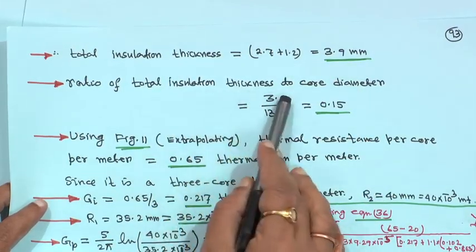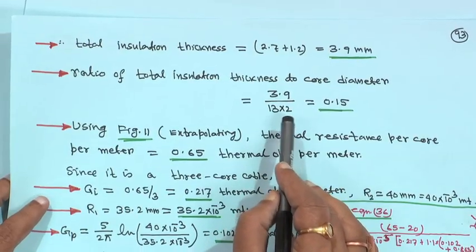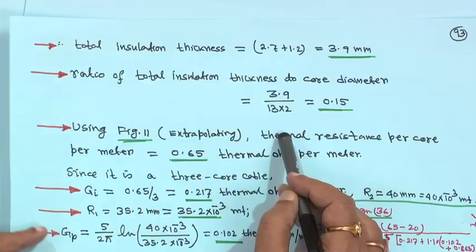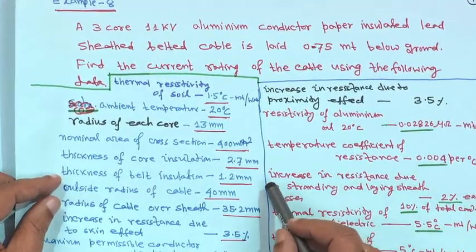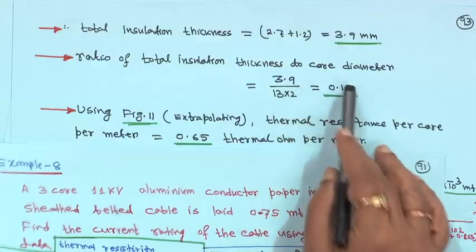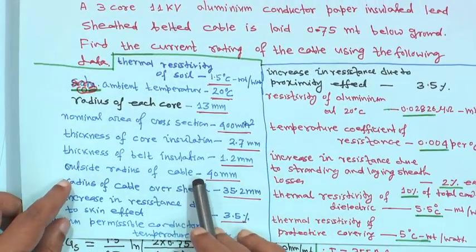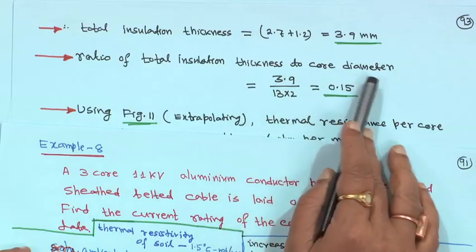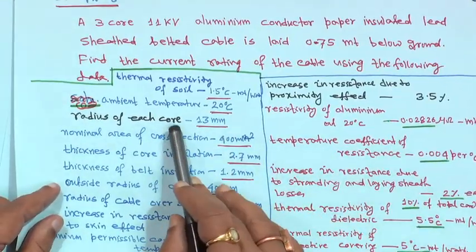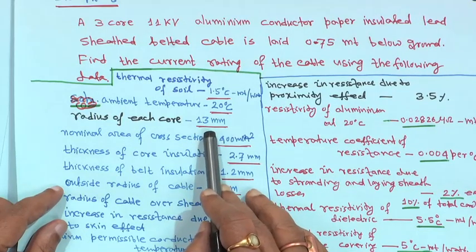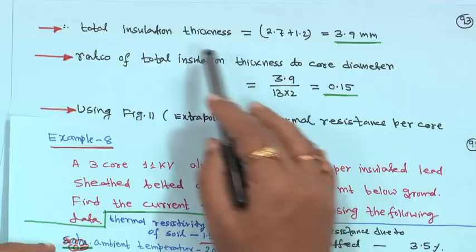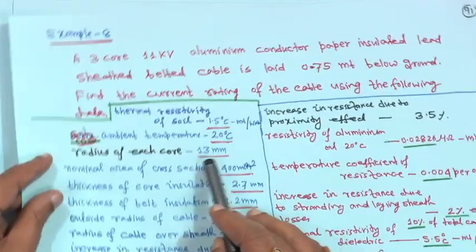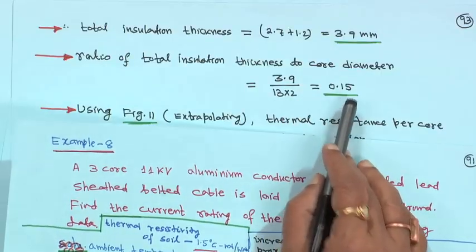Now, the ratio of total insulation thickness to the core diameter is 3.9 divided by 13 into 2, which is equal to 0.15. The radius of each core is 13 millimeter, so the diameter will be 26 millimeter. Since both are in millimeter, the ratio will be dimensionless. So, the total insulation thickness is 3.9 millimeter, the radius of each core is 13 millimeter, the diameter is 13 into 2, and the ratio is 0.15.